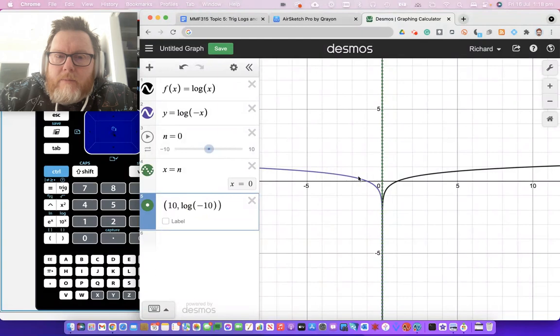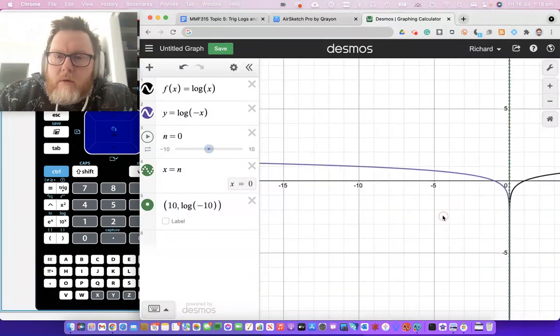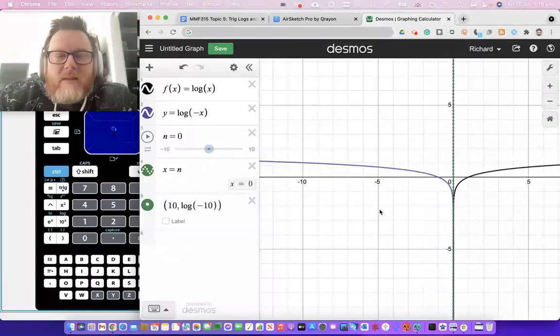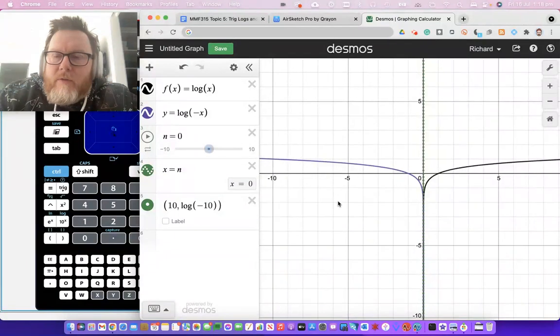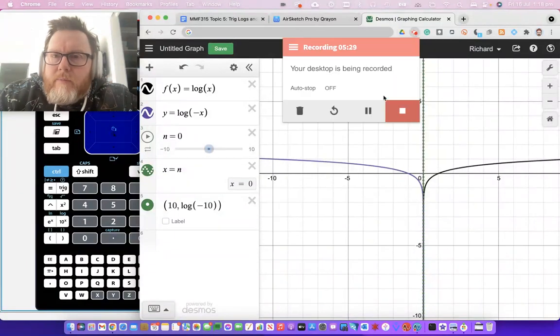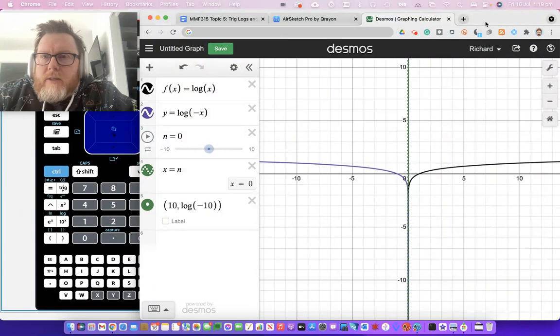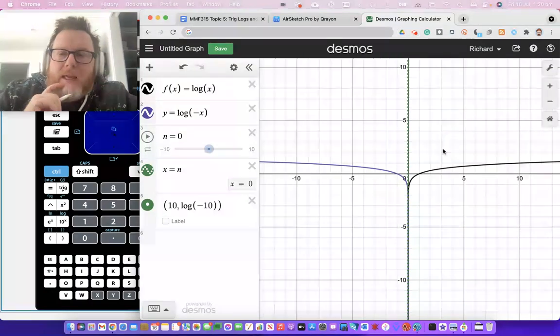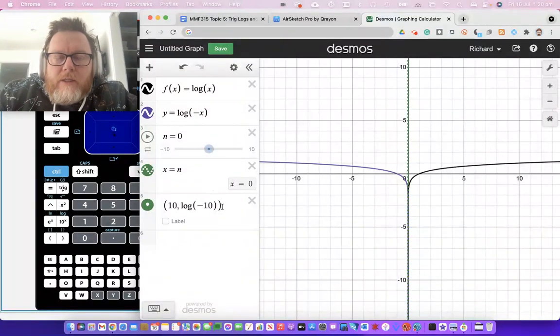We can see that the point log of negative 10 has been affected, hasn't it? So we do have a bit of an issue here. Just hold on a sec. Yeah, sorry, I just had to pause the video while I worked out how to explain this best to you. This point won't show up now because there is no log of negative 10.